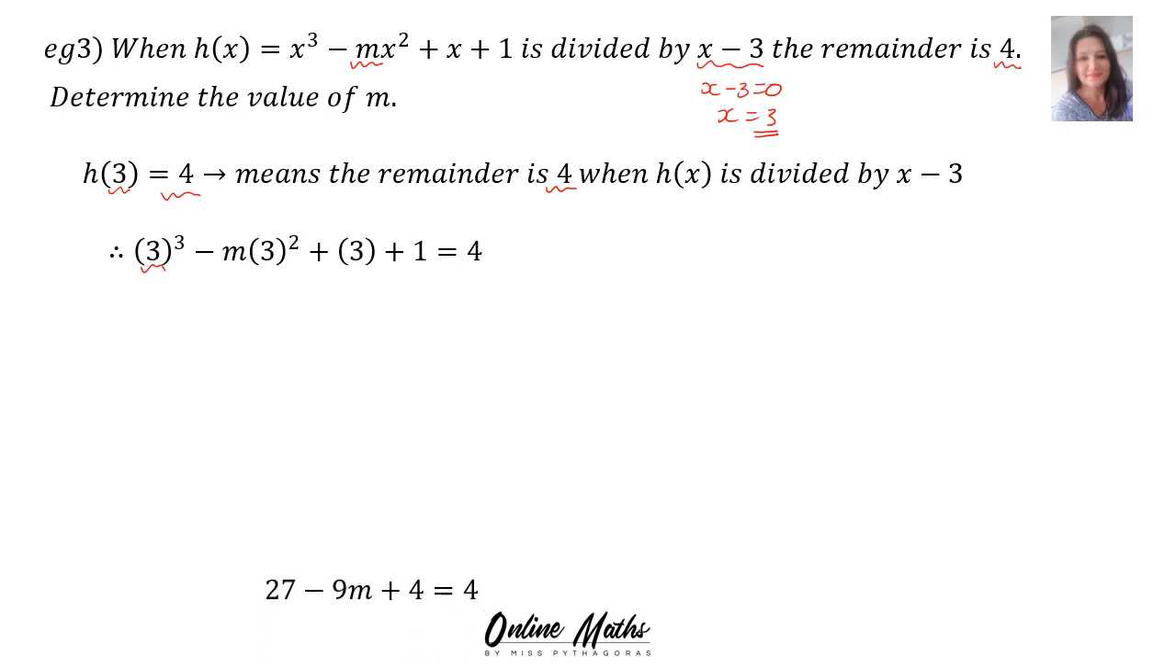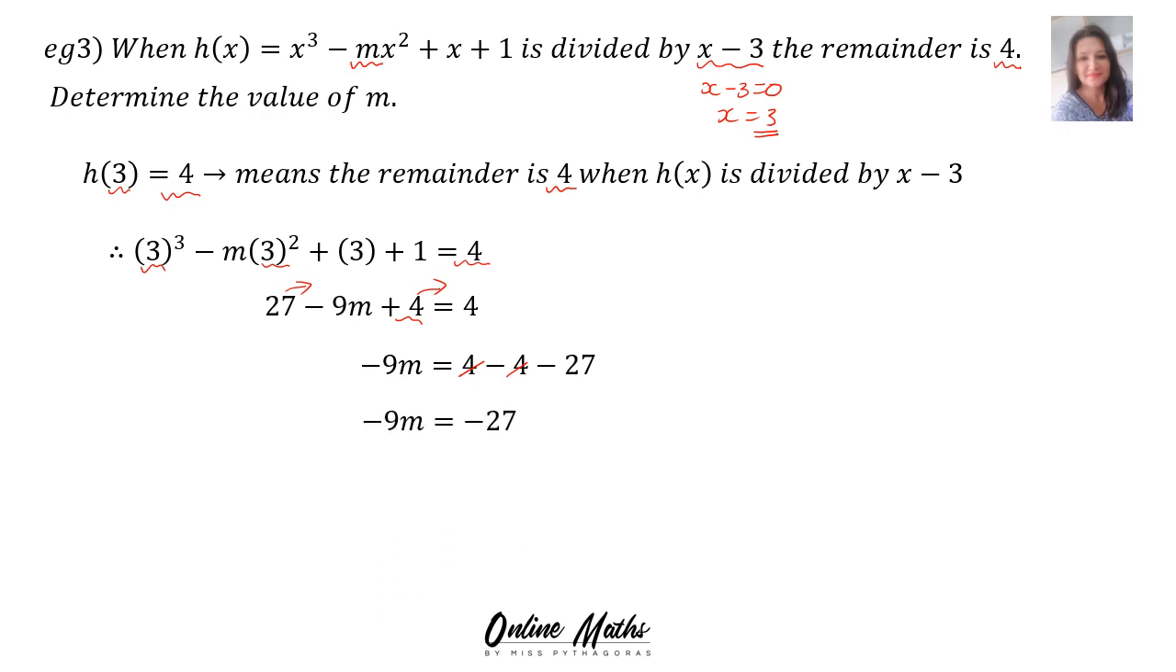Then 3 cubed is 27, minus 3 squared is 9m, plus 3, plus 1 is 4, is equal to 4, the remainder. So here you equated h of x to the remainder. Now you will let 4 walk across and 27 will walk across, and you end with minus 9m equals minus 27. And then you can solve for m, so you will divide away the negative 9. Therefore, m is equal to 3.